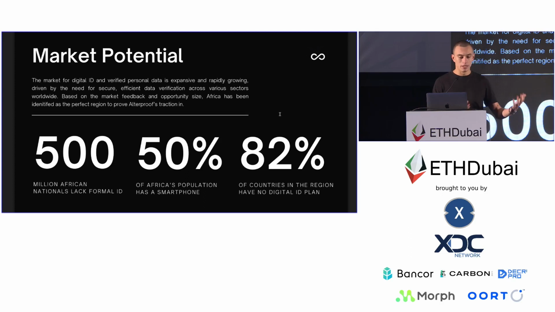Like I mentioned, millions of people there don't have formal identification, but a lot of them do have smartphones that we can leverage to make sure that they have access to public services or private services, and that we can make better by building their verified data history profile.